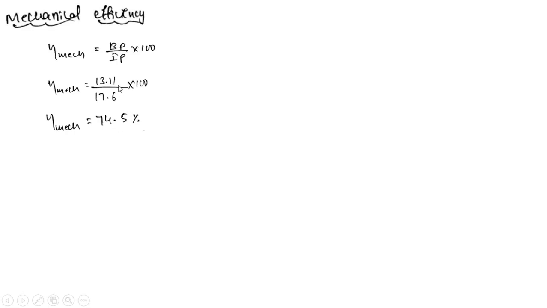One more thing is, you will always get the IP value as higher and the BP value as lesser. You can see that the IP value was 17.6 kilowatt, whereas the BP value was 13.11 kilowatt. So that is the mechanical efficiency.